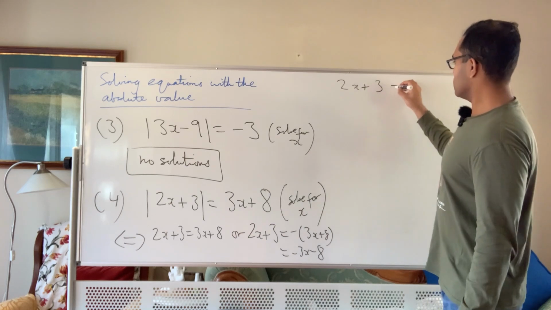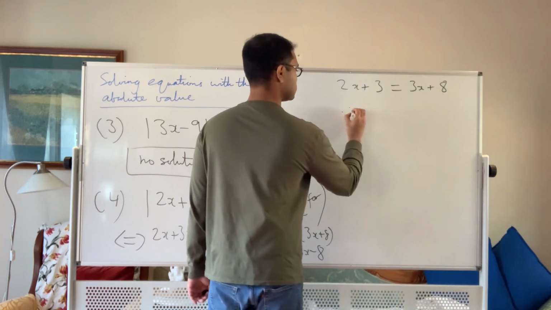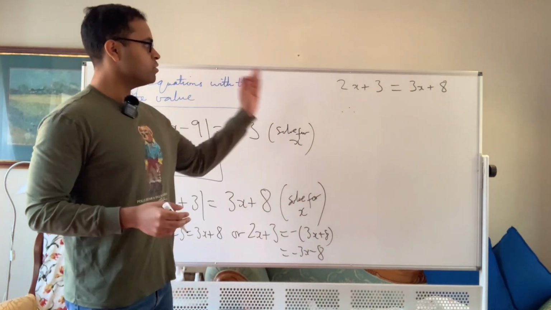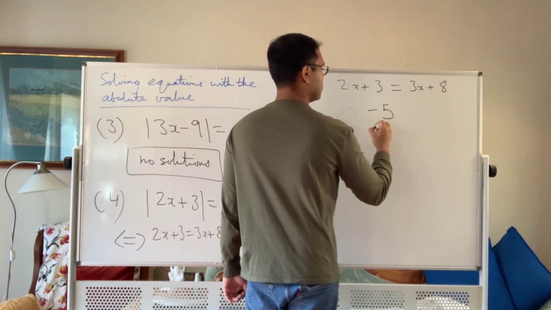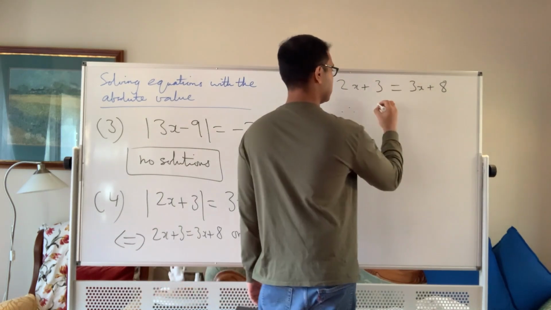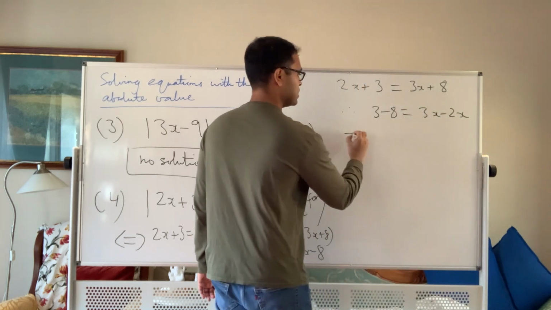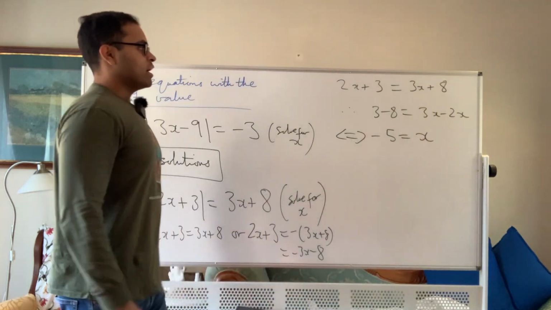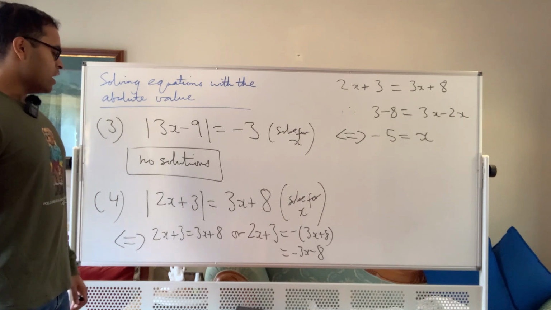So 2x plus 3 equals 3x plus 8. So therefore, if we bring the x's to one side, so subtract 2x from both sides and put the 8 to the other side, we're going to get negative 5. So maybe I'll do this in 2 steps just to show you. So we get 3 minus 8 is equal to 3x minus 2x. And that's the same as saying that negative 5 is equal to x. Okay, so that's going to be one solution. Negative 5 is equal to x.